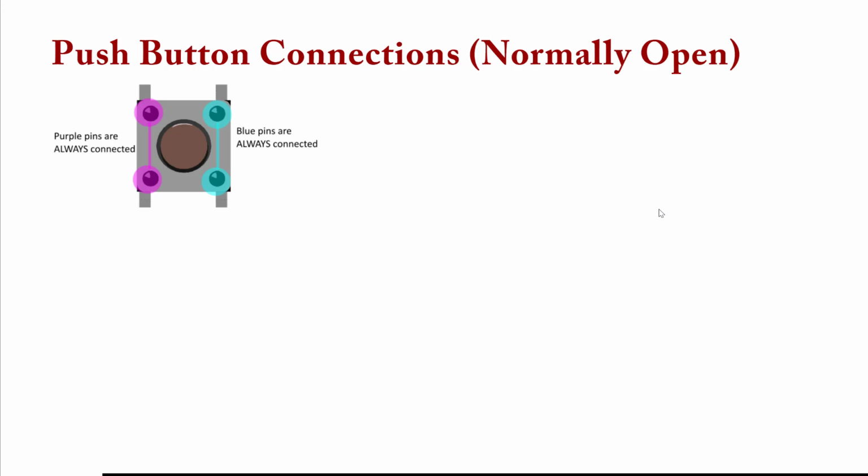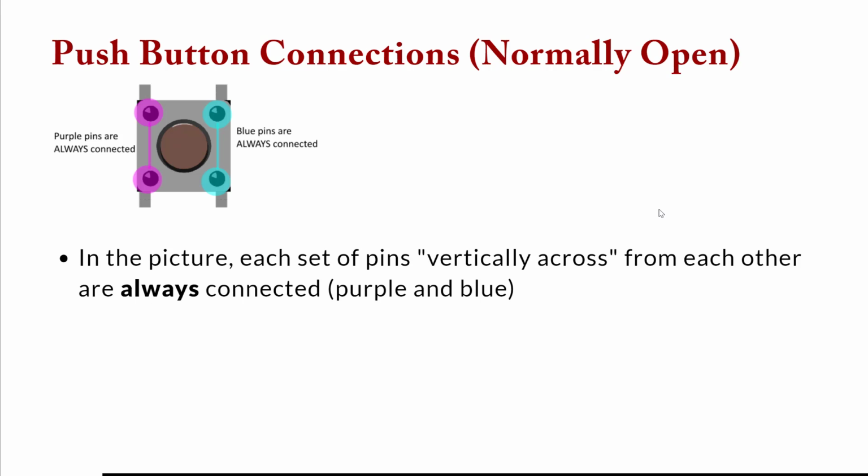Now, this is how a normally open button works. Again, through the horizontal center of this button, we would have the channel of the breadboard. So the pins on the left, the magenta pins, are always connected. You don't do anything, those pins are connected. The blue pins on the right are also always connected, but separately. So you have these two sets of two pins which are always connected, normally open. Another way of talking about it: the pins across in this picture vertically are connected.